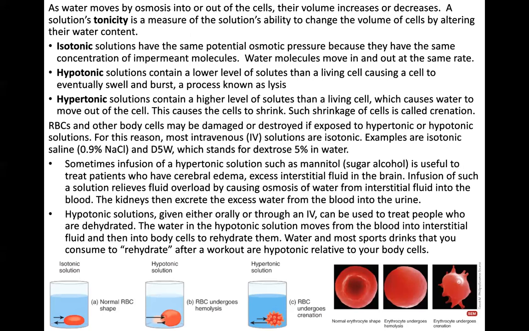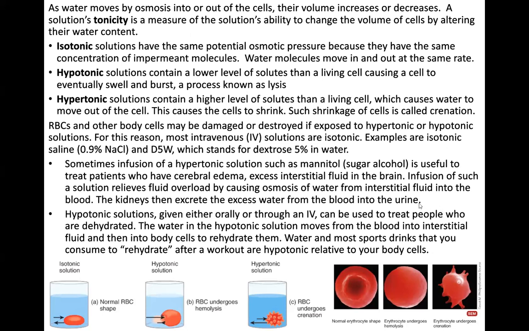That doesn't mean that sometimes a hyper or hypotonic solution isn't beneficial to the patient. Infusing a hypertonic solution like mannitol, a sugar alcohol, is useful to treat patients with cerebral edema, which is excess interstitial fluid in the brain. In other words, they have swelling in their brain, and so the water around their brain needs to be eliminated. Infusing that solution causes the movement of water from the interstitial fluid into the blood, and then the kidneys take that water and make it into urine to be peed out.